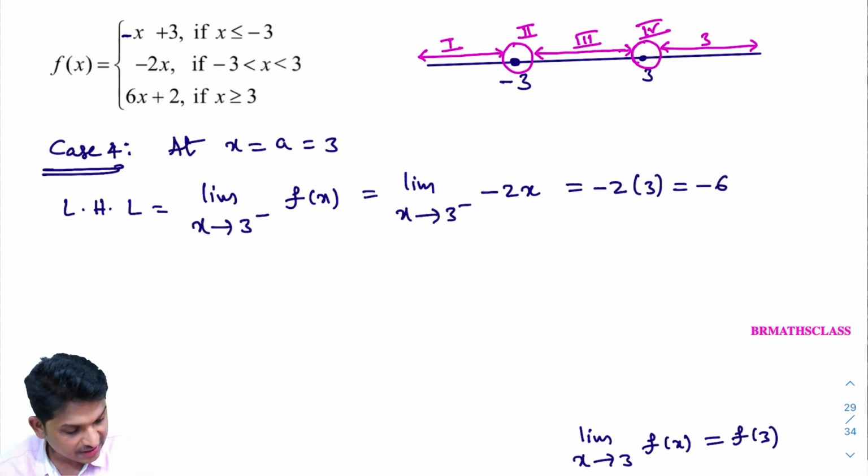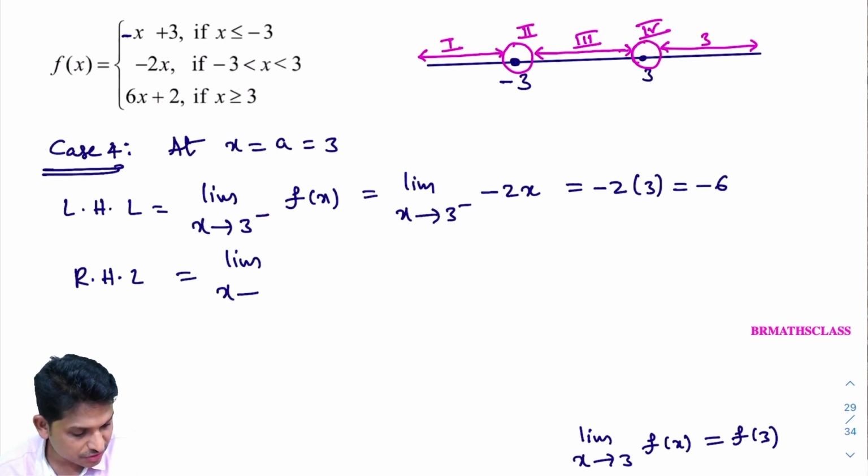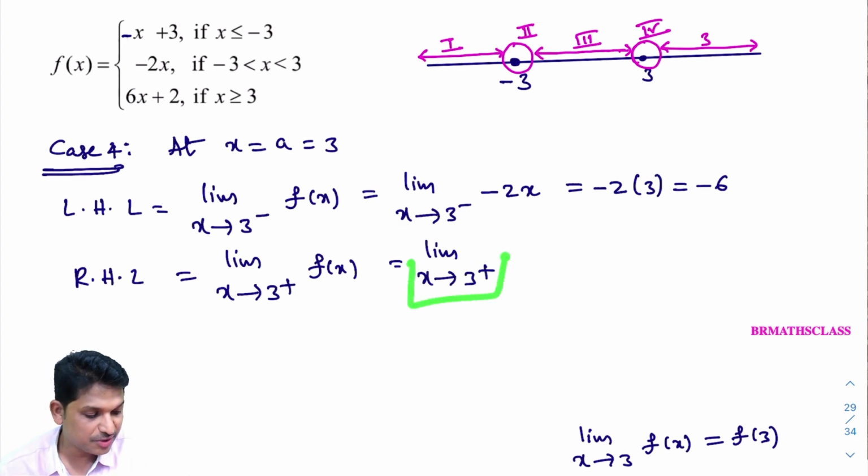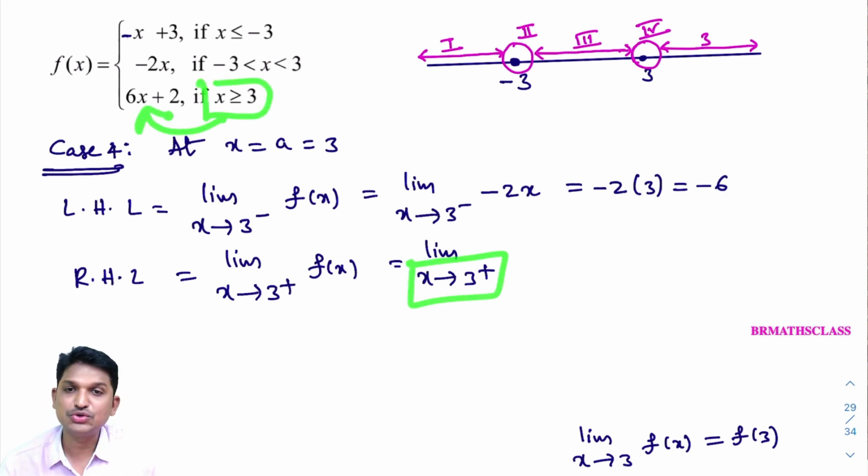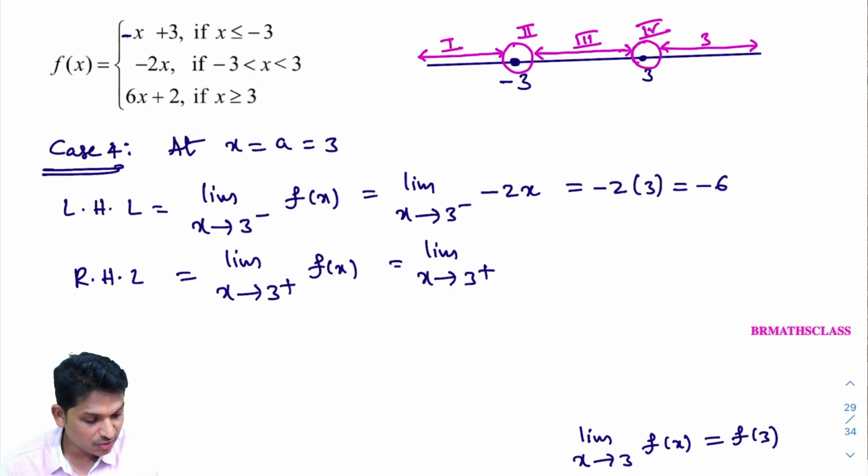Okay. Now I need to calculate this right hand limit also. Right hand limit. Limit x approaches to 3 from right, f of x. X approaches to 3 from right means all x values are greater than 3. When x values are greater than 3, which function to choose? We need to choose this function 6x plus 2. Okay. So here function is clear. What is the function? X values are greater than 3 now. The function is 6x plus 2.